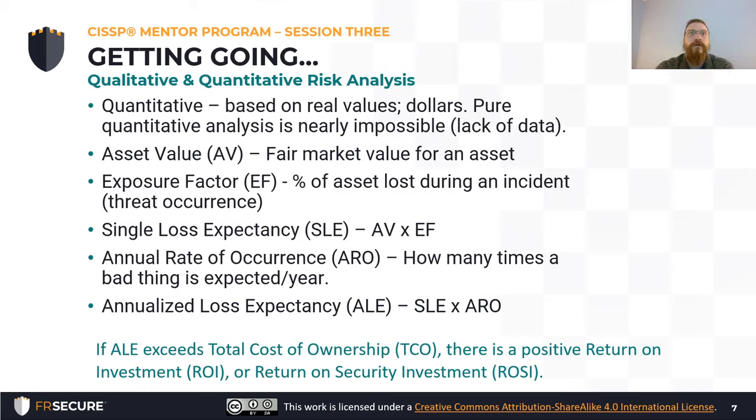When you're doing this, if your annualized loss expectancy exceeds the total cost of ownership, that's a positive return on your investment. Okay? We're going to go through some questions here, and it'll help explain it. But what you want to do is never spend more on a solution than the risk is actually presenting to the organization. At the end of the day, that's what we want to do. If our annualized loss expectancy is, you know, $100,000, and the solution to prevent this from ever happening is $120,000, that's not a good spend.